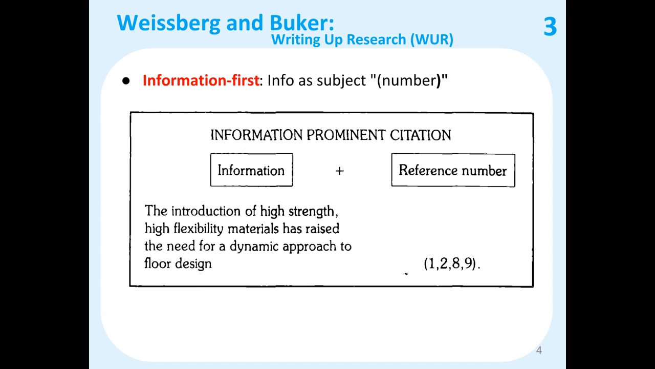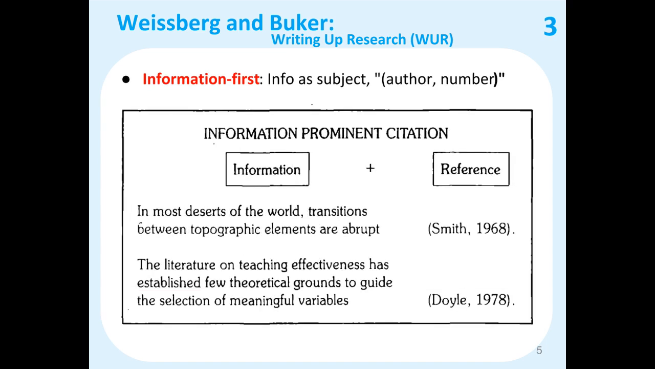objective statement. The numbers 1, 2, 8, 9 act as quiet but powerful support, telling us this is a well-established fact backed by multiple sources without cluttering the text with names. The information is the undisputed hero here. Now, this is a very clean and efficient method, but it's not the only way to achieve an information prominent effect. And that's what we see on this slide.